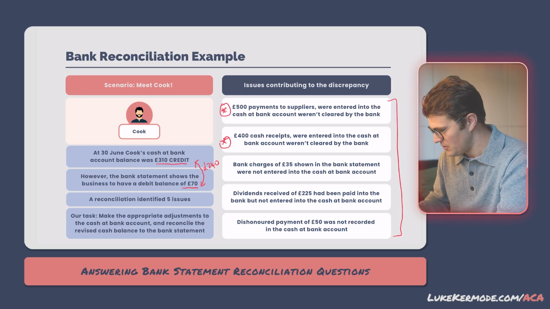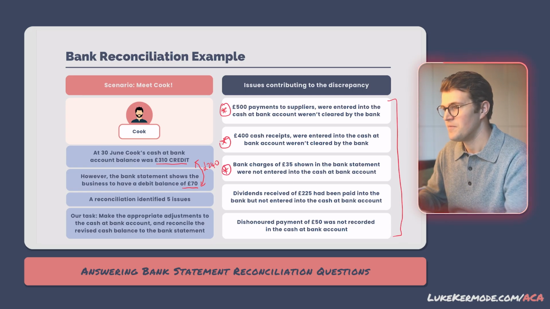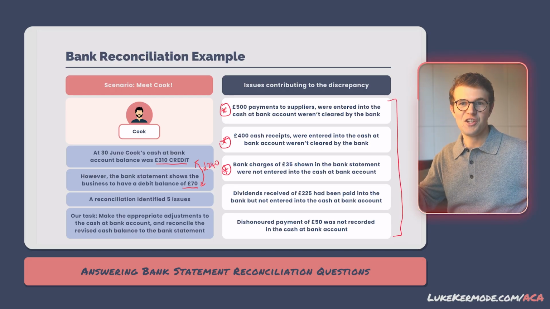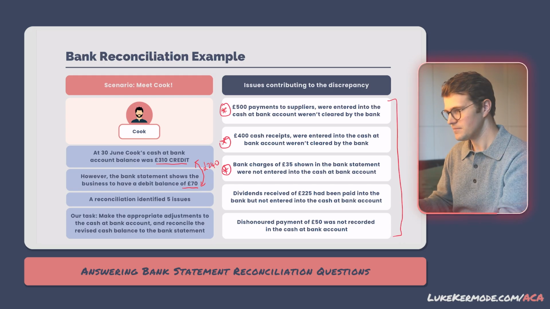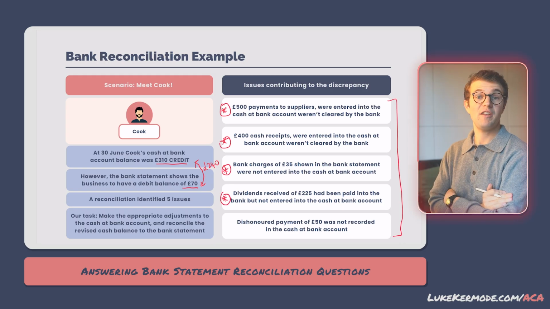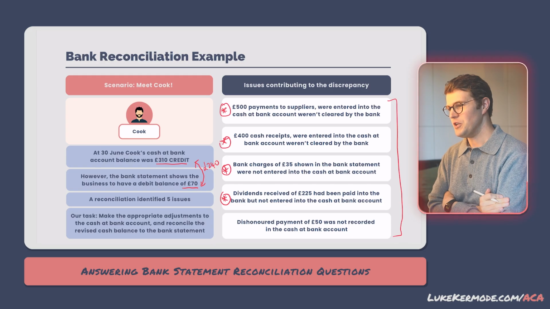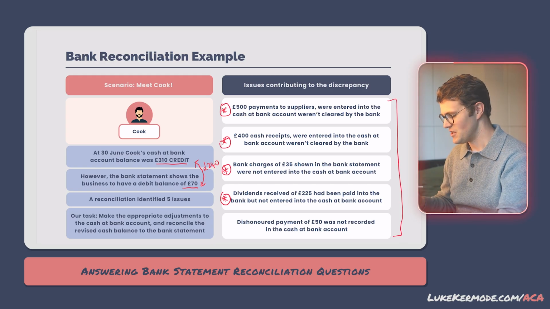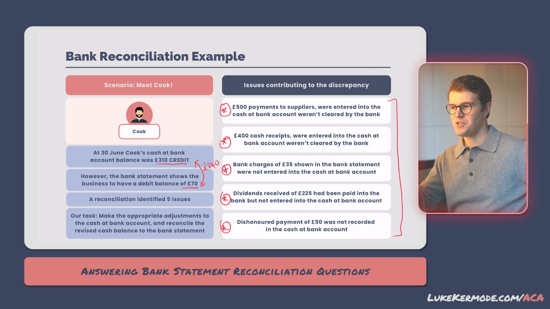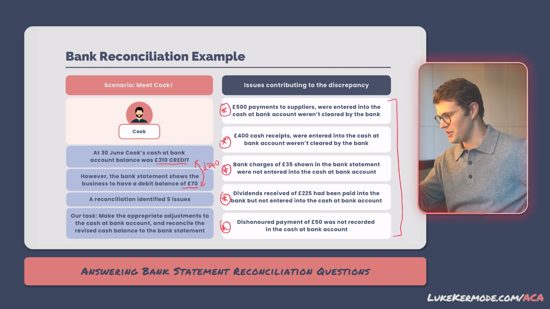The third issue is the £35 bank charge, which appears on the bank statement but hadn't yet been cleared into the cash at bank account in the nominal ledger. We also have £225 of dividend income, which had been paid into the bank but hadn't yet been entered into the books. And then finally, there's a £50 dishonoured payment from Sunil, which wasn't recorded in the nominal ledger.